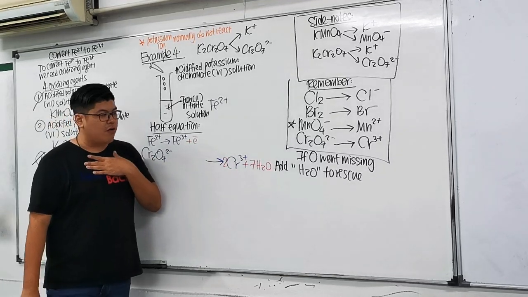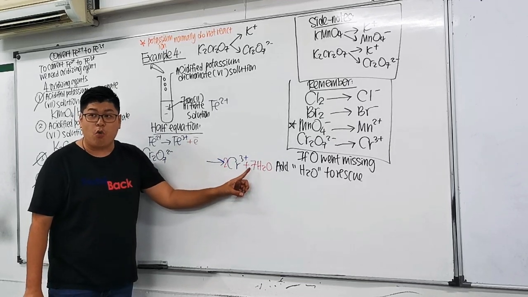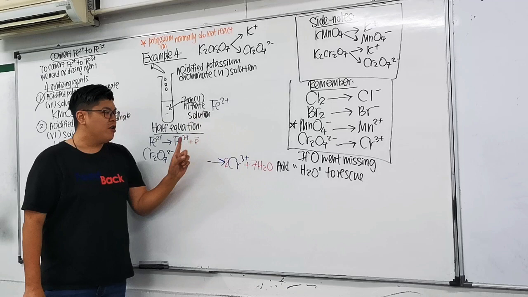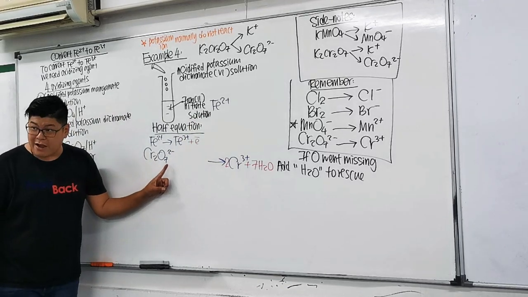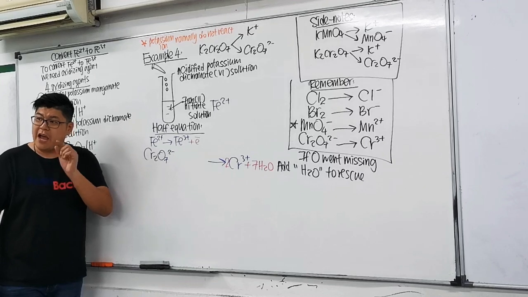Now the second issue arises. Now I have 7 multiplied by 2, I got 14 hydrogen on the right. And I have no hydrogen at all on the left, right? Everyone recall back. When hydrogen went missing, who comes to rescue? H plus.